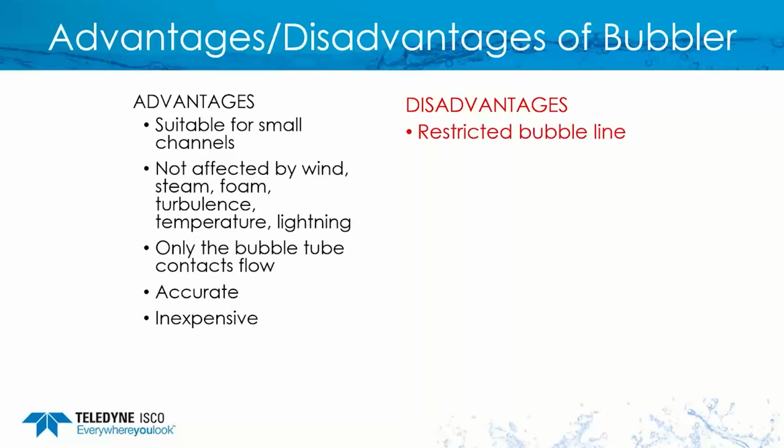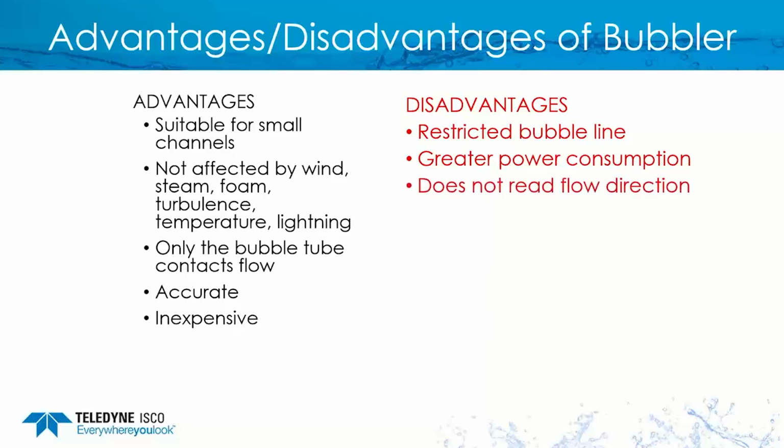Now, the disadvantage is there's potential for a restricted bubble line because it is in the bottom of that channel. So if you have a lot of sediment going through there, there may be more maintenance required, where you have to clean out the flume or use that super bubble to automatically clean it. It uses a little more power because it does run an air pump to provide the air pressure, but in a lot of the applications I find they're using AC power, so the power consumption isn't a big deal. This is a level-only device, so it does not read flow direction.